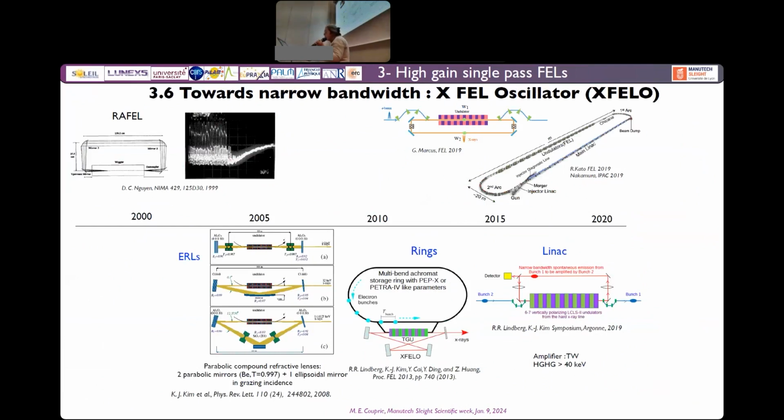So then, if we come back to oscillators, what could we do again in the X-ray range? In the past, there has been this idea of a regenerative amplifier for free electron laser. So again, taking an idea from conventional lasers and going to FEL, to make a few turns to amplify the FEL. This has been done in Los Alamos here. And then the question: can we do it on a ring or on a linac?